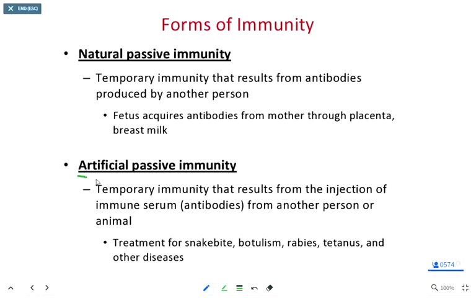And then we have artificial passive immunity. This is when you're injected with a concentrated shot filled with antibodies. Artificial passive immunity is when somebody is injecting antibodies into your body. This most often is going to happen when you're given antivenom or antitoxin. An antivenom or an antitoxin is going to be an antibody designed to neutralize whatever that particular large macromolecule is, to keep it from triggering an immune response.